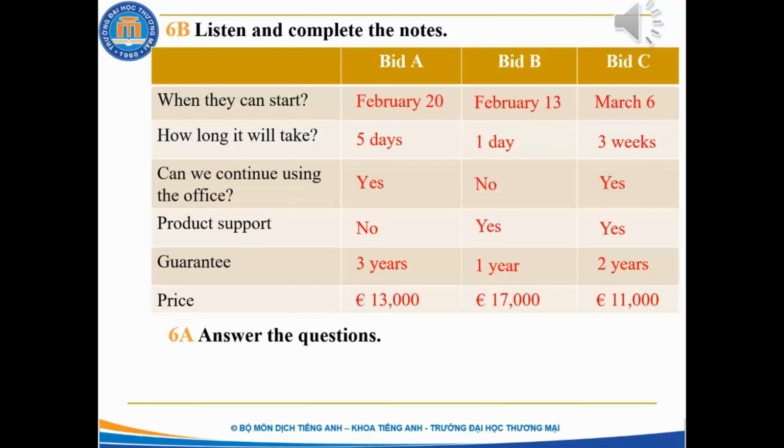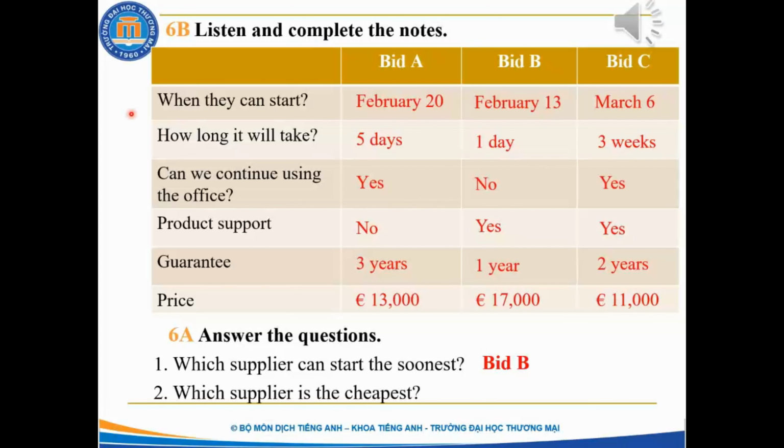Right, so now we go back to exercise 6A, answer the questions. The question number 1, which supplier can start the soonest? So we see the information in line 1 here, and the answer is bid B, right? And for question 2, which supplier is the cheapest? And for the price here, right? So bid C is the cheapest. Okay.